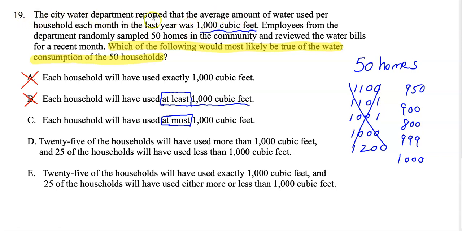Remember, it says the city water department reported that the average amount of water used in the household each month last year was an average of 1,000. If I use these numbers, the average will be less than 1,000 because an average is like a good representation of the numbers given, and this would be an average of less than 1,000. So as a result, C is gone. Let's look at D.